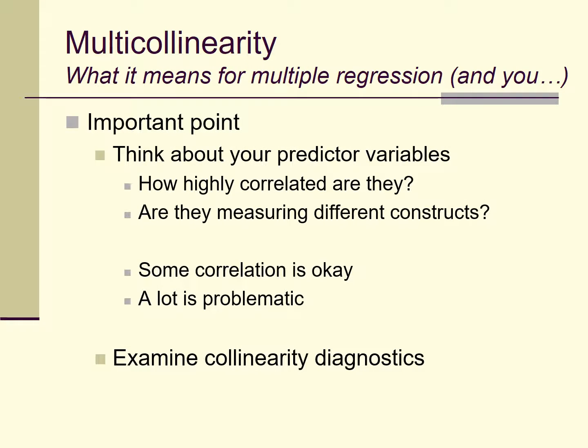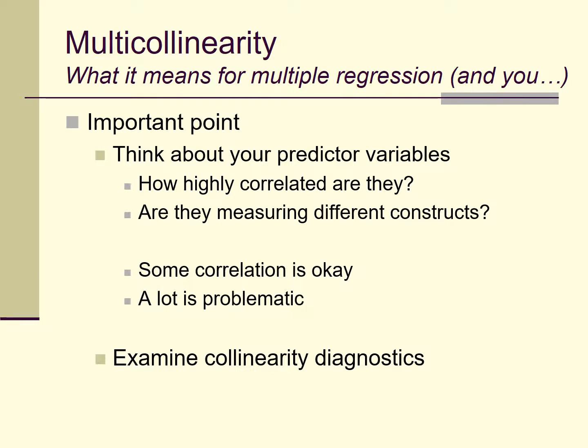Now, the important point here is that you should think about your predictor variables. I mean, you should be thinking about this from the very earliest stages of research design, not just when you finally get around to doing data analysis. You should think, how much do they overlap in a conceptual way? How much are they likely to be correlated in a more quantitative way? And you should really ask yourself, are they really measuring distinct things, or are they maybe measuring the same thing, or too much of the same thing?